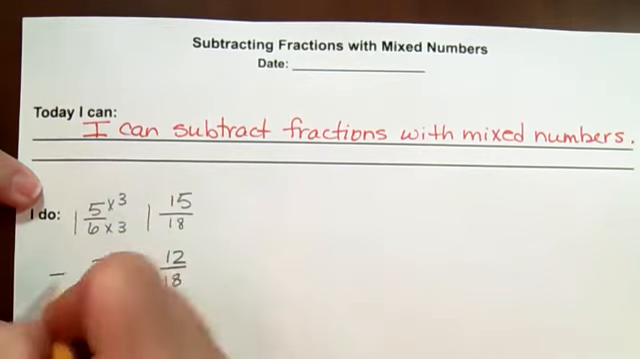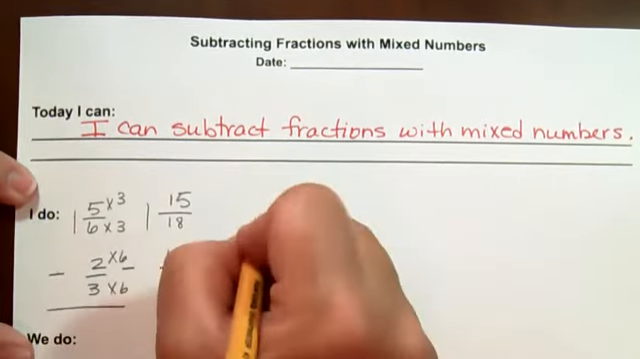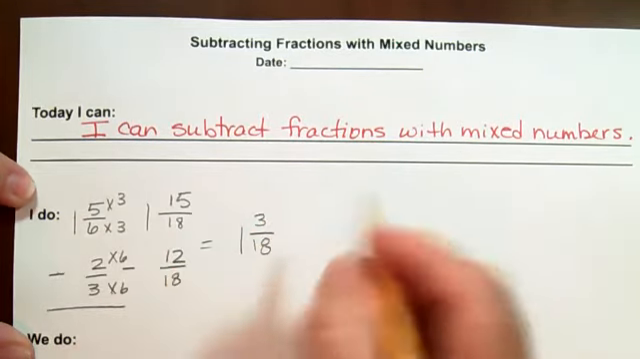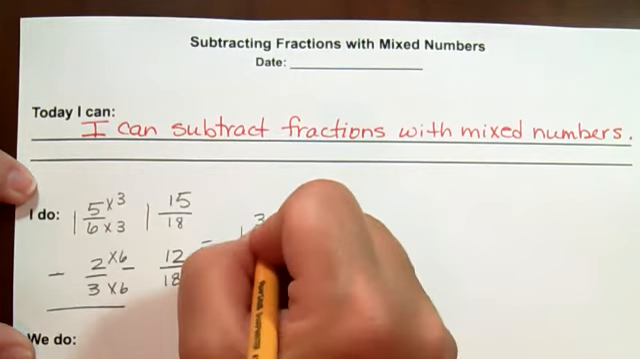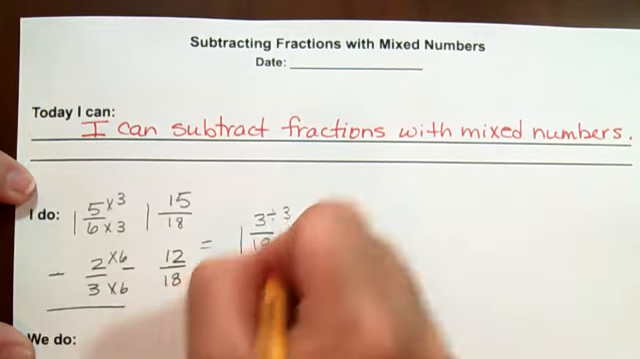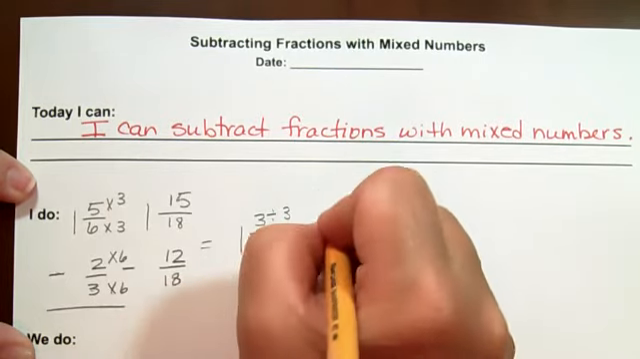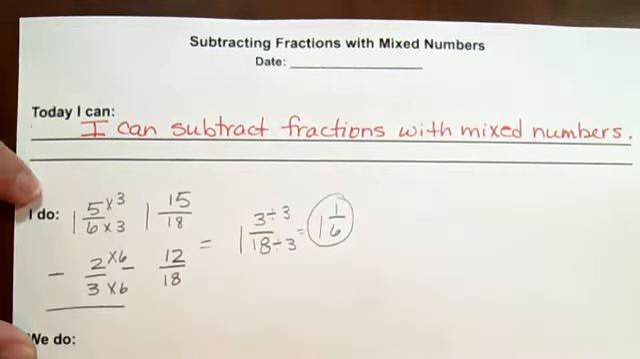So 1 minus 0 is 1. 15 minus 12 is 3. And then the common denominator 18. But this is not in simplest form because 3 does go into 18. So 3 divided by 3 and 18 divided by 3 gives us 1/6. That would be our answer: 1 1/6.